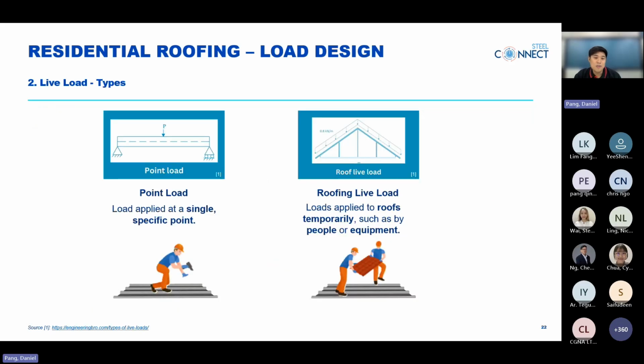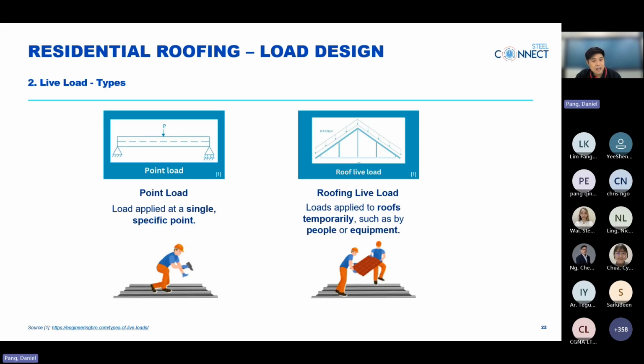So here, we move slightly deeper into live load type. So firstly, there are 2 live load categories that we need to understand. Firstly is point load. Point load is where a load is applied at a specific point on the roof. So here is a handyman, similar to a previous scenario where someone climbed on top of the roof for maintenance. So point load show the material strength during a localized stress.